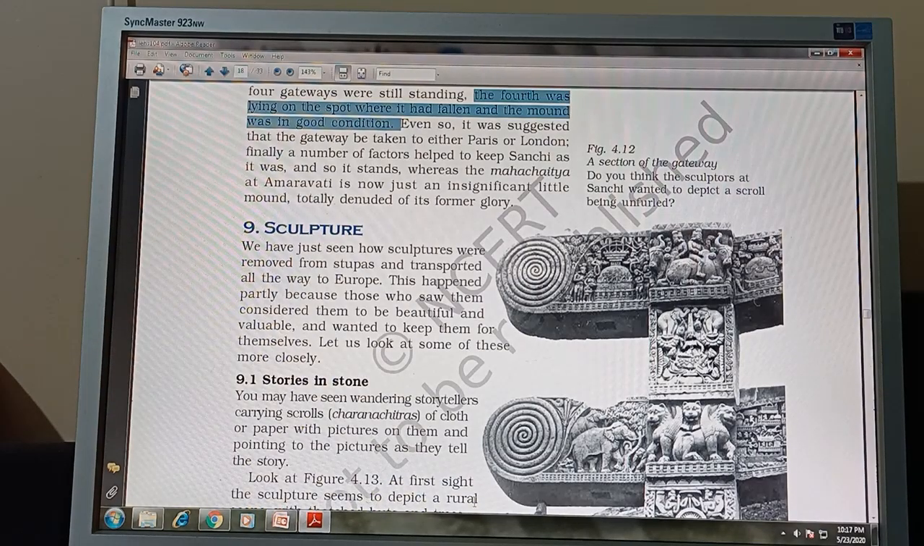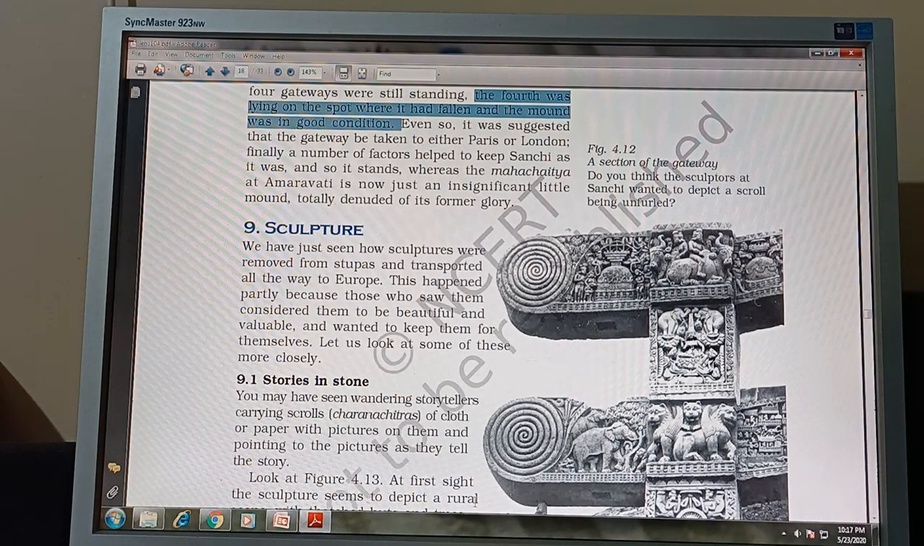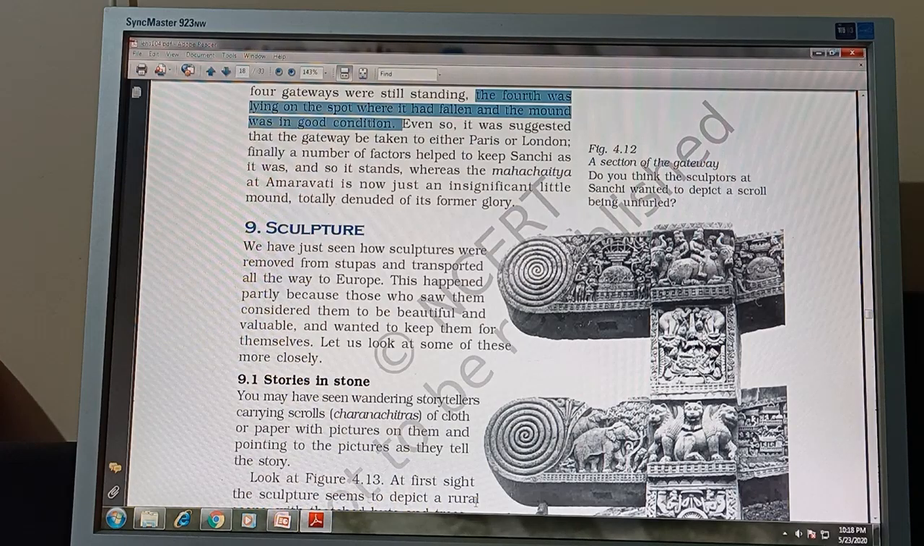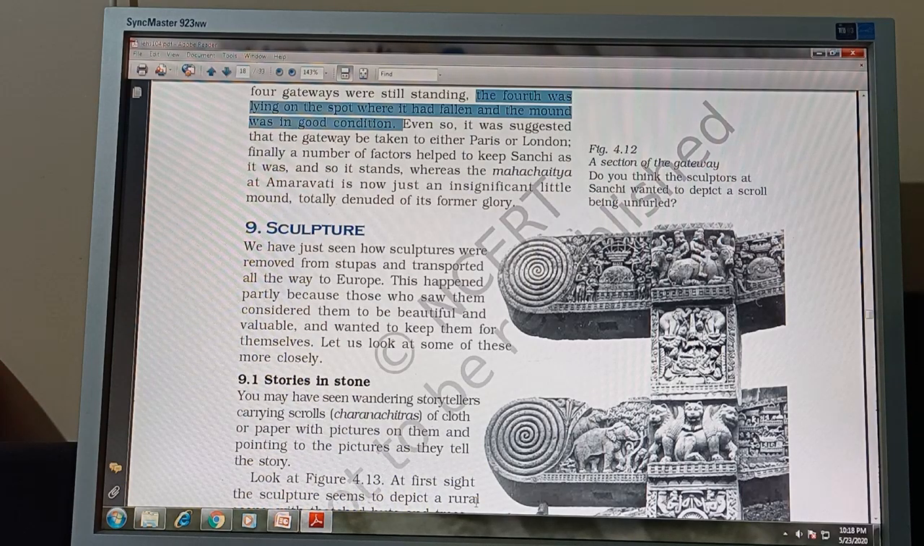Okay, children, in this part of the lesson, we are going to talk about the different sculptures and what could be the meaning of these sculptures. So, we have seen that many sculptures were removed from the stupa and taken to different places because they found the sculptures beautiful and valuable and wanted to keep them for themselves.